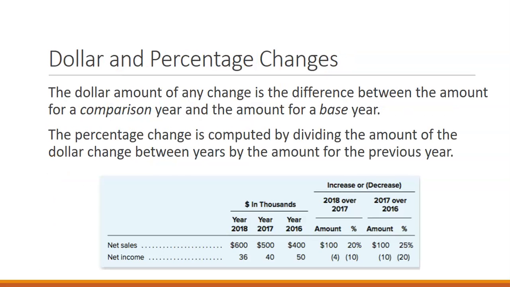So first is dollar and percent change. What was the change from one year to the next? When we look at our example, we have information for 2016, 2017, and 2018. We see that from 2016 to 2017, we increased $100, which was a percent increase of 25%. From 2017 to 2018, we also increased $100, but in that case, it was a percent increase of 20%.